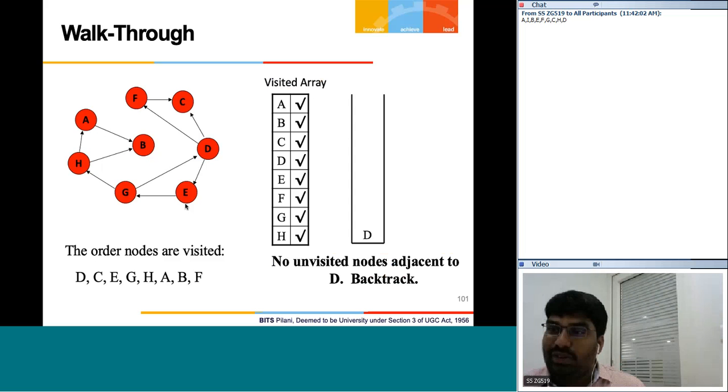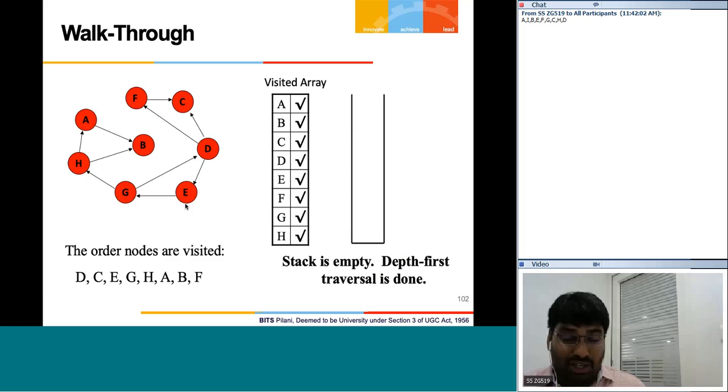Finally, once your stack becomes empty, what is that? You have visited all the nodes in the order of D, C, E, G, H, A, B, F. Now it's done. This is the way your depth first search works. Now I have a question for you.